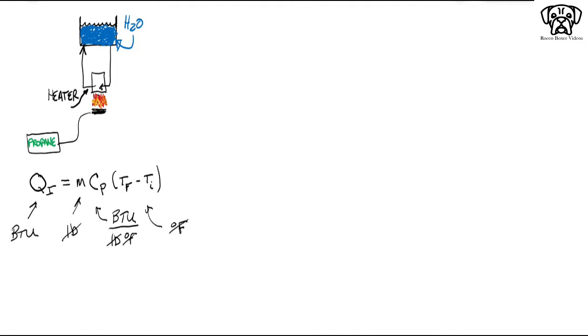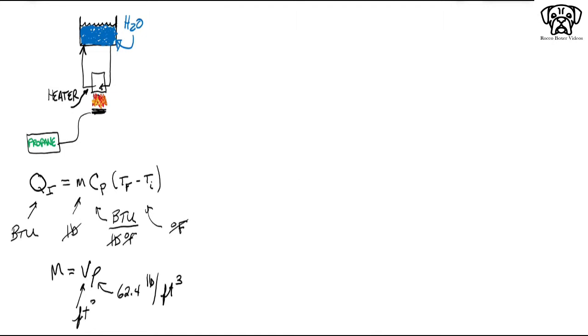Before we do that, the first thing we have to do is calculate the mass. And the mass of the water in that tank or hot tub is going to equal the volume of the hot tub times the density of water. And the density of water is 62.4 pounds per cubic foot. And the volume is going to be in probably either gallons, or we need cubic feet, so we're going to just put cubic feet.